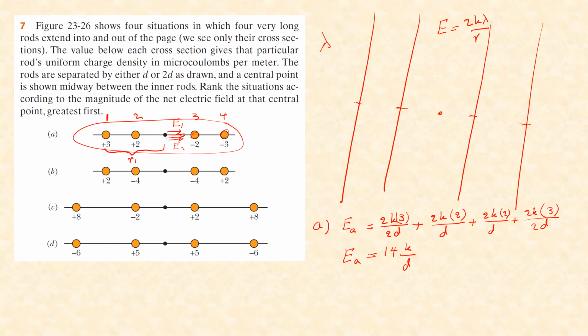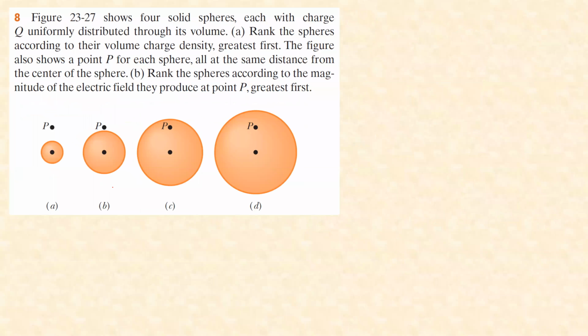For each one you can calculate and then compare. What do you think the result is in B? There are two going to the left and two going to the right. Yes, no net electric field. That's correct.